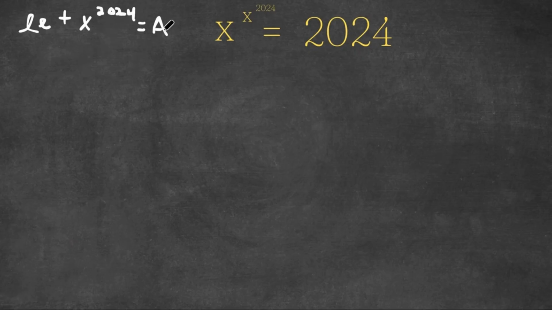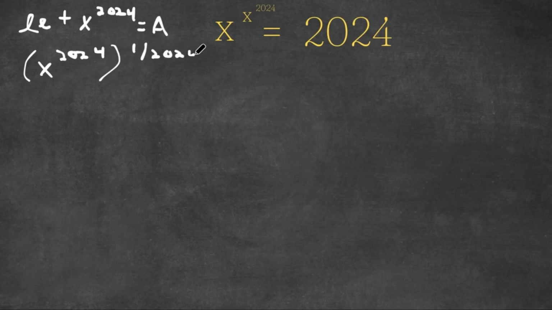So now I'm going to take the power of 1 over 2024 on both sides from here. So now we have x to the power of 2024 to the power of 1 over 2024 is equal to a to the power of 1 over 2024.